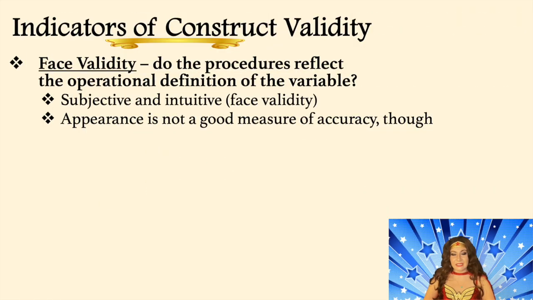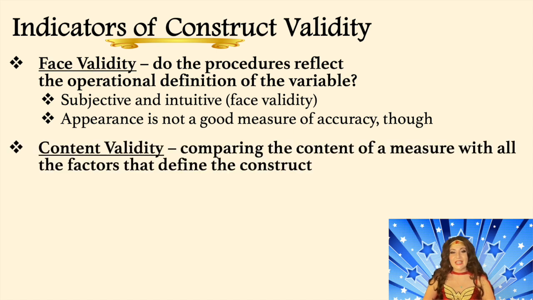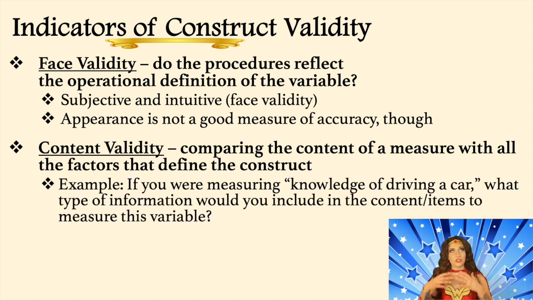The second type of validity in the realm of construct validity is content validity. So you compare the content of the measure with all of the factors that define this construct. So for example, if you are measuring the knowledge of driving a car, right? Your goal is to use knowledge of driving a car as a variable. And so you start operationally defining it, right? What type of information would you include in your measurement if you were truly trying to understand how well someone knows how to drive? So you may ask things about traffic signals.